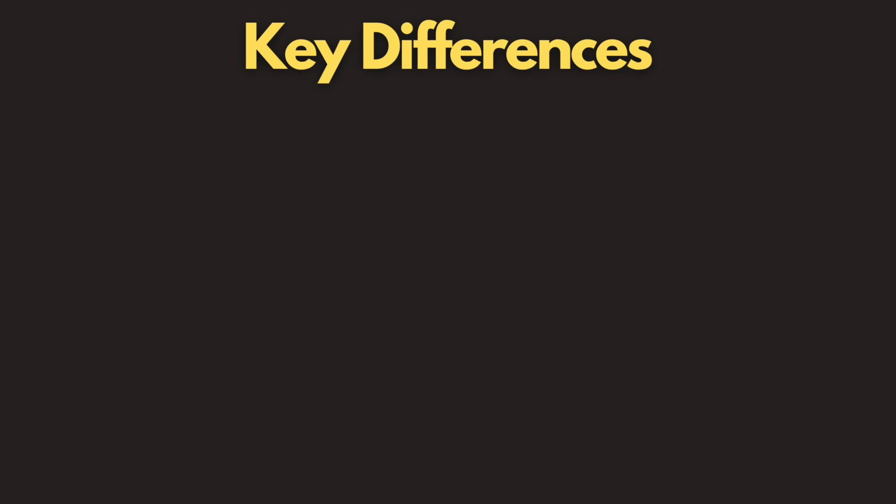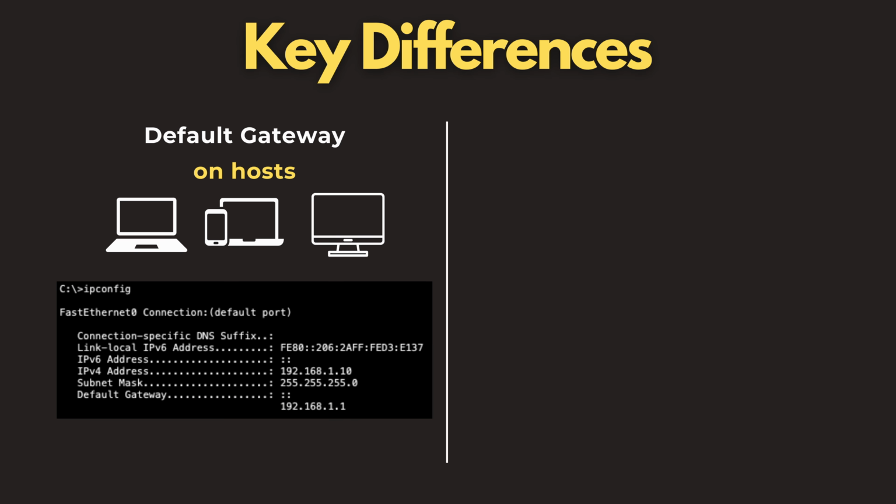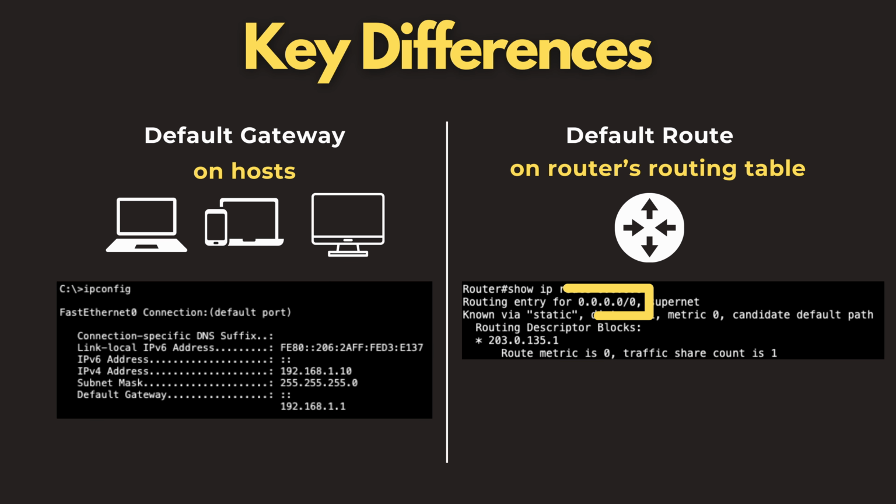The key difference between the two in simple terms is that default gateway lives on the host. It's an IP address you configure per device, usually via DHCP. Default route lives in the router's routing table. It's 0.0.0.0/0, a forwarding decision. They solve the same problem, but on different layers.